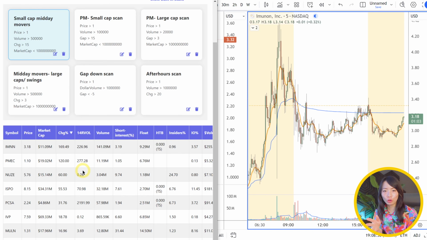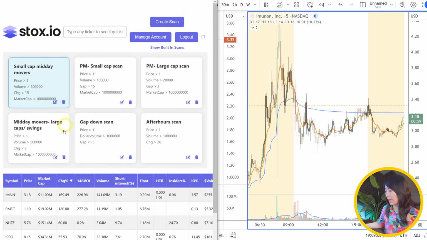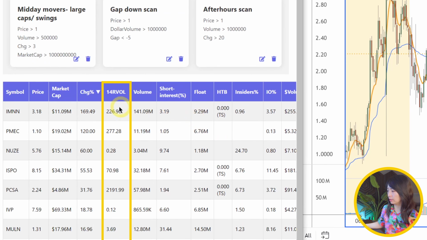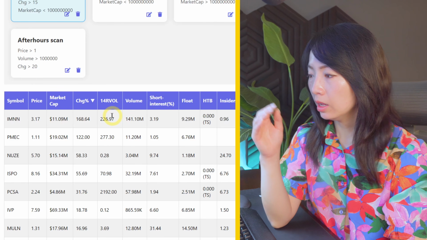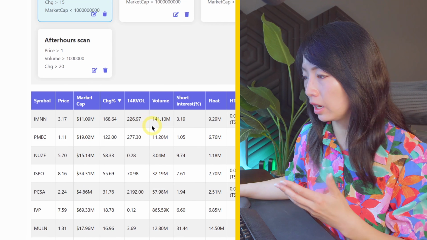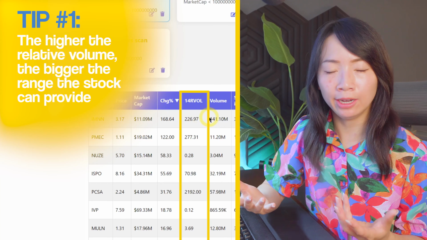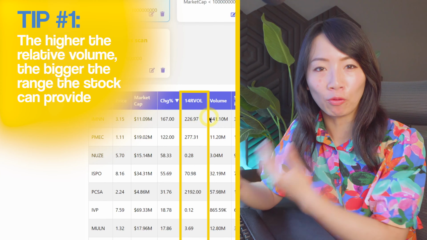This just goes to show you that when you have lower float, such as on these top gainers, small cap, low float stocks over here, as well as high relative volume, really high relative volume as you can see here, when you have these two factors, that's when you have a lot of these small cap stocks that have the potential to run. And that's true on day 1 or day 2. So as you can see over here, typically when you have the higher relative volume, the bigger the range and the momentum the stock can provide.